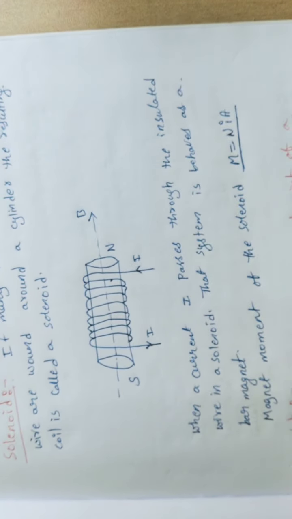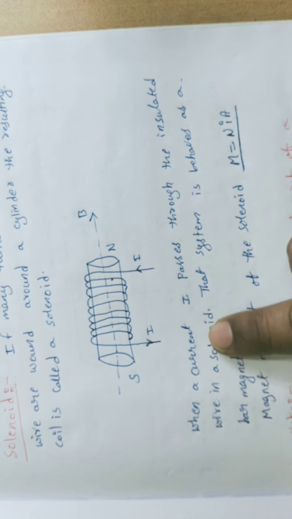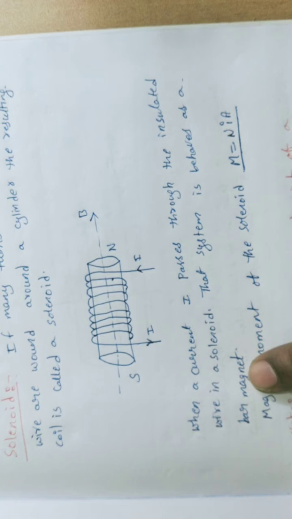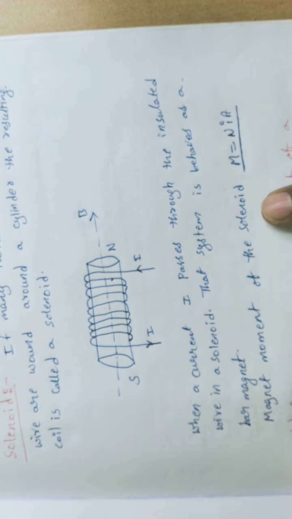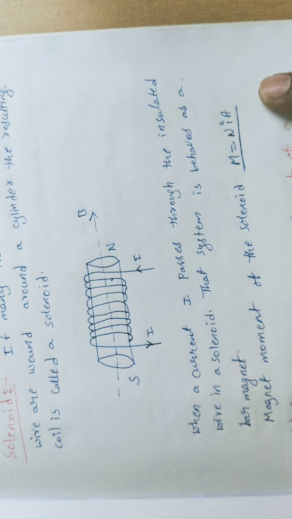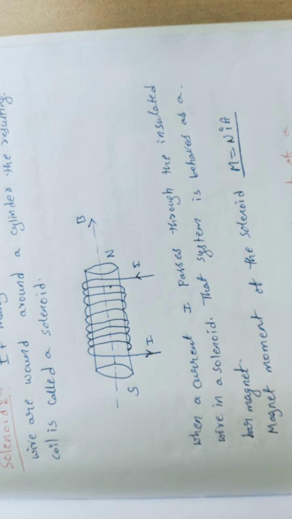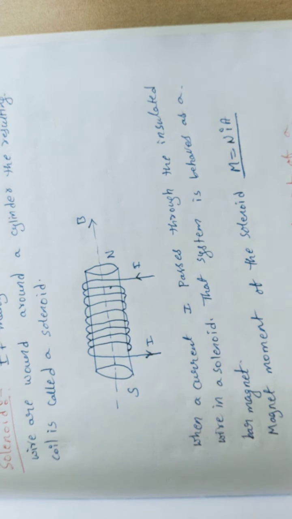I am mentioning one more thing: when a current I passes through the insulated wire in a solenoid, that system behaves as a bar magnet. The magnetic moment of the solenoid is represented as capital M. Capital M is equal to NIA is the fundamental formula, where N is the total number of turns in the solenoid, I is the strength of the current, and A is the area of the solenoid.